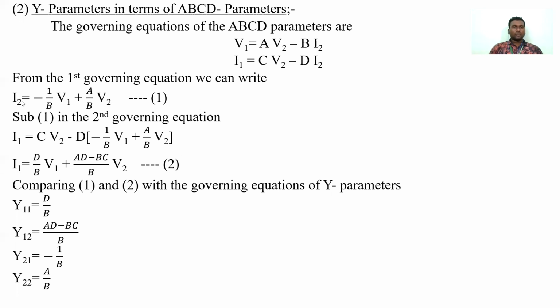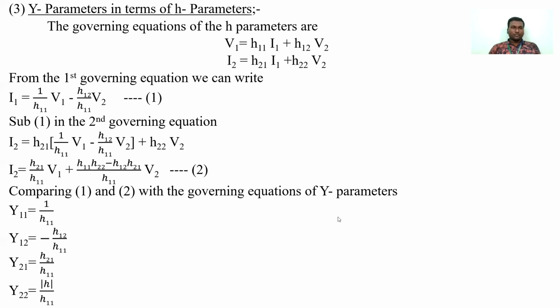So these are similar to the Y parameter governing equations. That time what you'll do, you'll compare these equations with the Y parameter governing equations. That time you'll get these answers. So here see the denominator is divided by b, so all will be b, but the numerators will be changing. You have to remember all those. At the last I'll give you a table, there you can observe. So Y parameters in terms of h parameters. Okay, Y parameters in terms of h parameters.